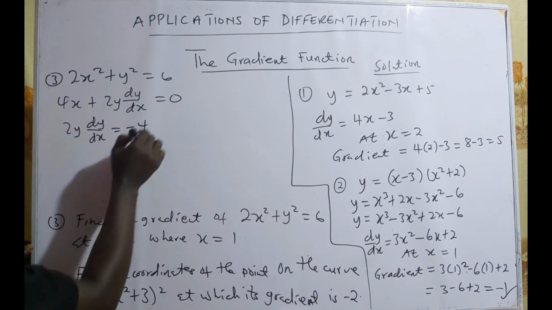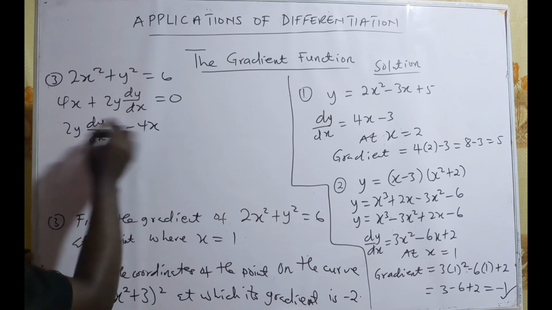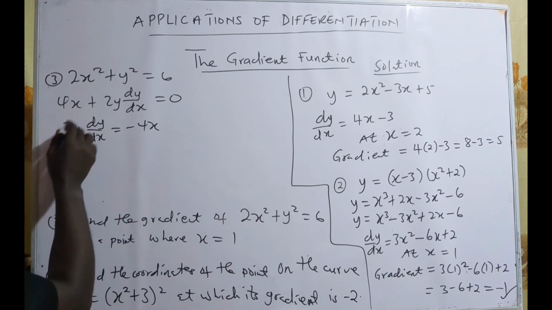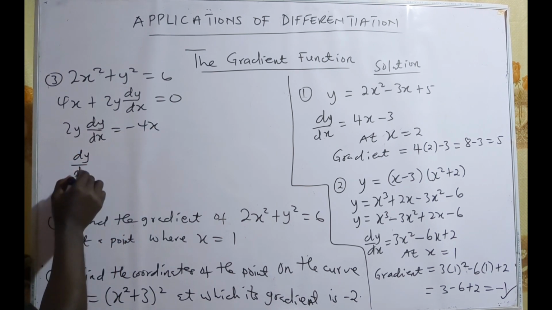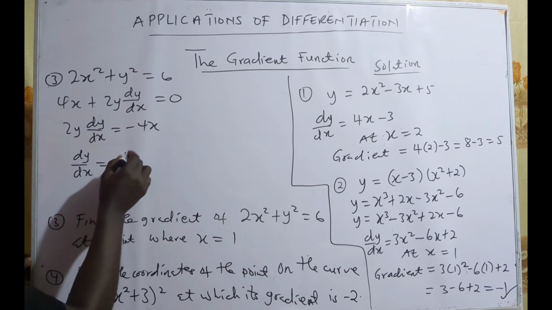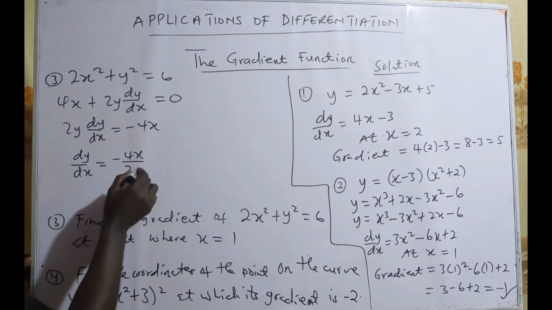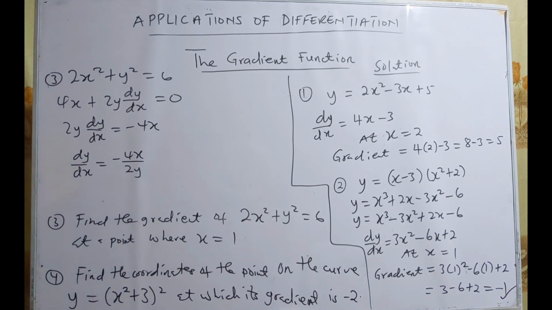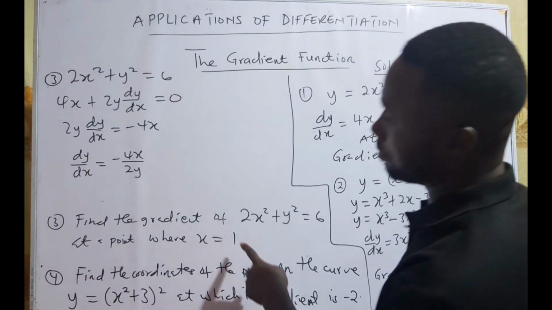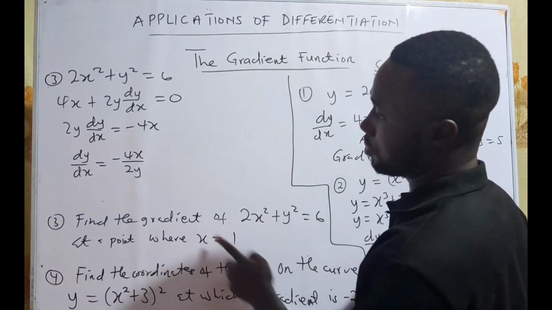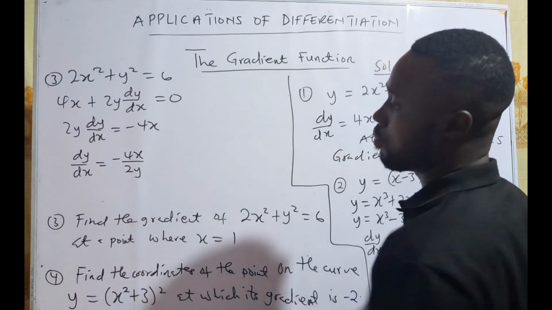equal to negative 4x. So my dy/dx is equal to minus 4x over 2y. This is the gradient function. So I have to substitute x equal to 1. But what is the y value?